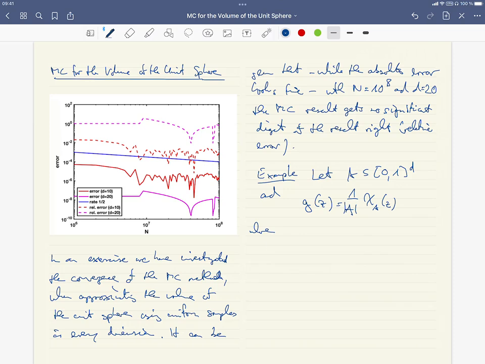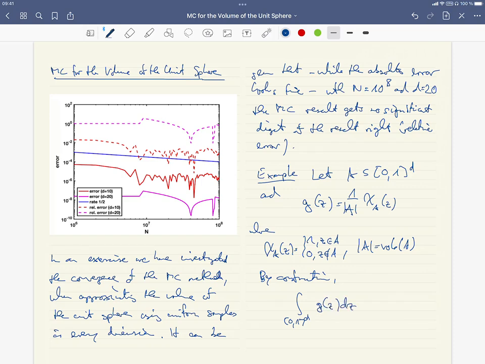So let me write this down. The characteristic function of that set is 1 if z is in A, 0 if z is not in A. And we use this notation, that's the volume of A. And by construction, that function integrates to 1. So that means the relative error is the absolute error.